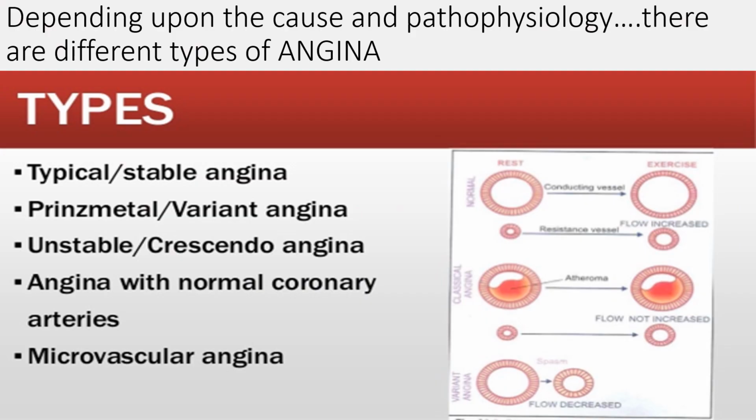Now, after having said all the pathophysiology, depending upon the pathophysiology, we classify the types of angina before classifying anti-anginal drugs. So there are different types. Typical, which we usually see, is stable angina. Then Prinzmetal or variant angina. Then unstable angina, the most common cause of coronary artery disease, another name for which is crescendo angina. Now there are other forms of angina, angina with normal coronary arteries and microvascular angina, and there are different pathophysiologies related to each kind.